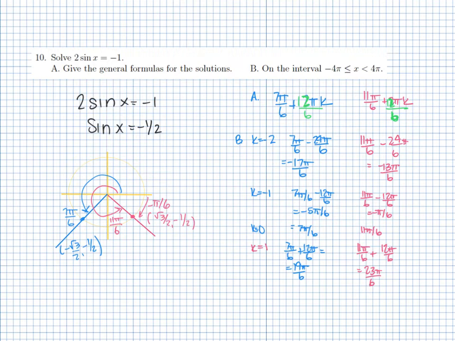So our answer for part B would be -17π/6, -13π/6, -5π/6, -π/6, 7π/6, 11π/6, 19π/6, and 23π/6.